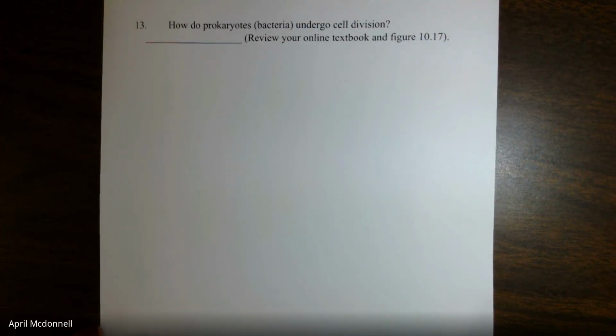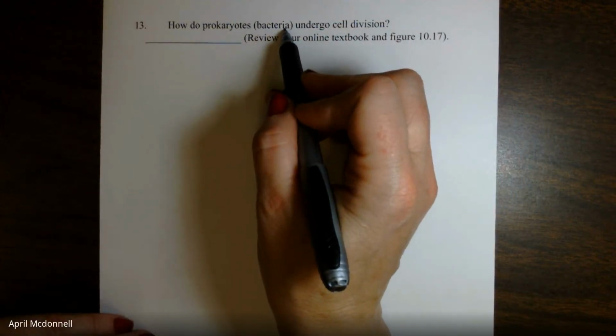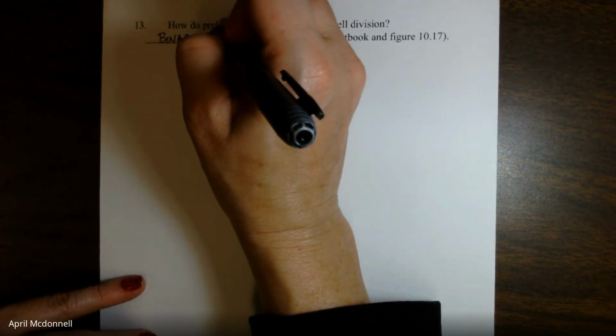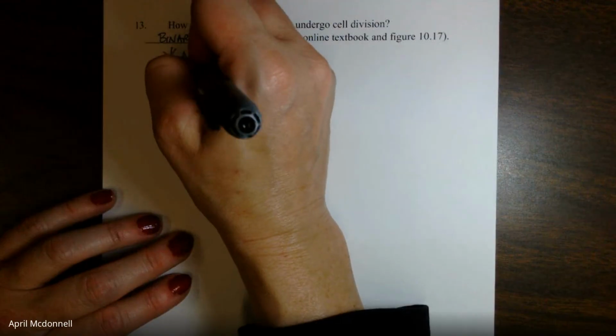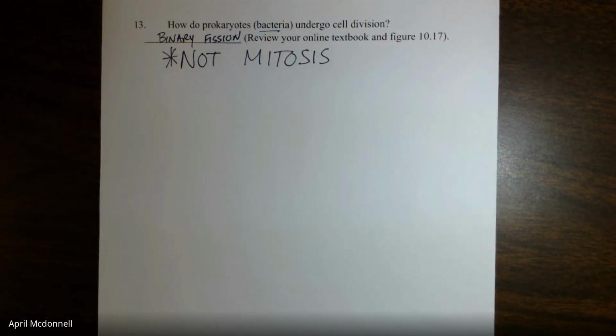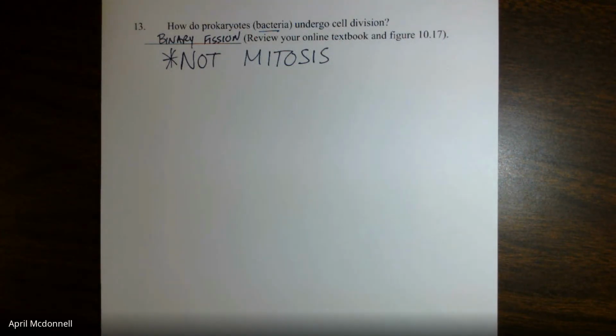For the last page of the presentation on page 8, how do prokaryotes like bacteria undergo cell division? They go through a process called binary fission. They do not go through mitosis. The reason bacterial cells cannot go through mitosis is because they do not have a nucleus. Only cells that have a nucleus are able to go through mitosis, which we call mitotic cell division. That's what we just studied on the previous pages.